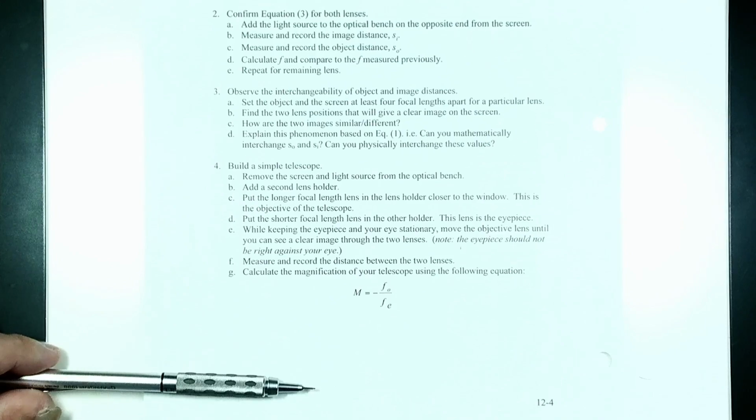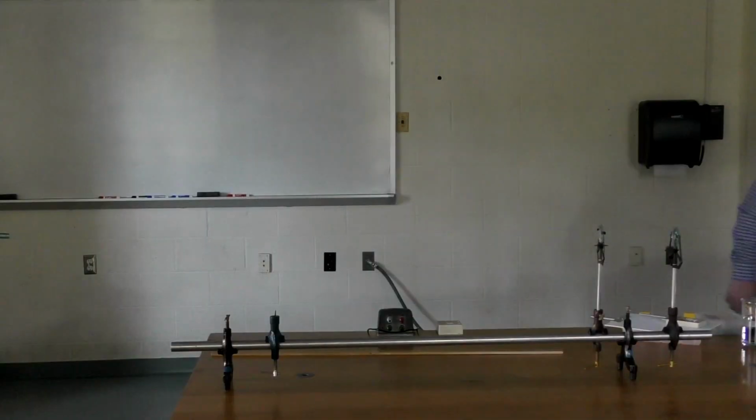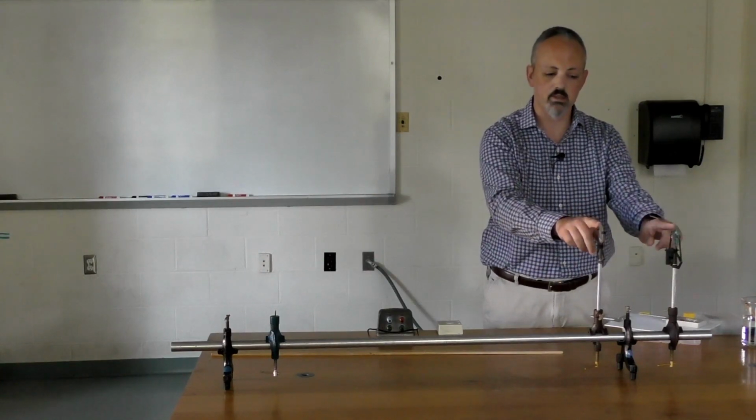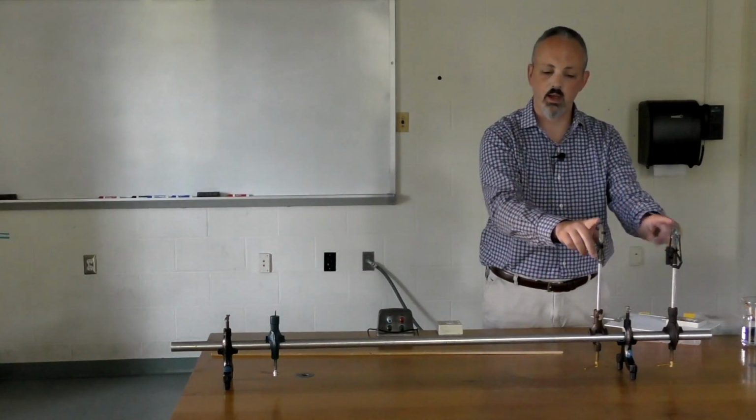So let me give you a quick overview of what that looks like. Go over to this side. So all I've done here is I've removed the screen and everything else, and I've placed 2 lens holders, and I have 2 lenses here. Okay, let's talk about which lens I want to place where and why.